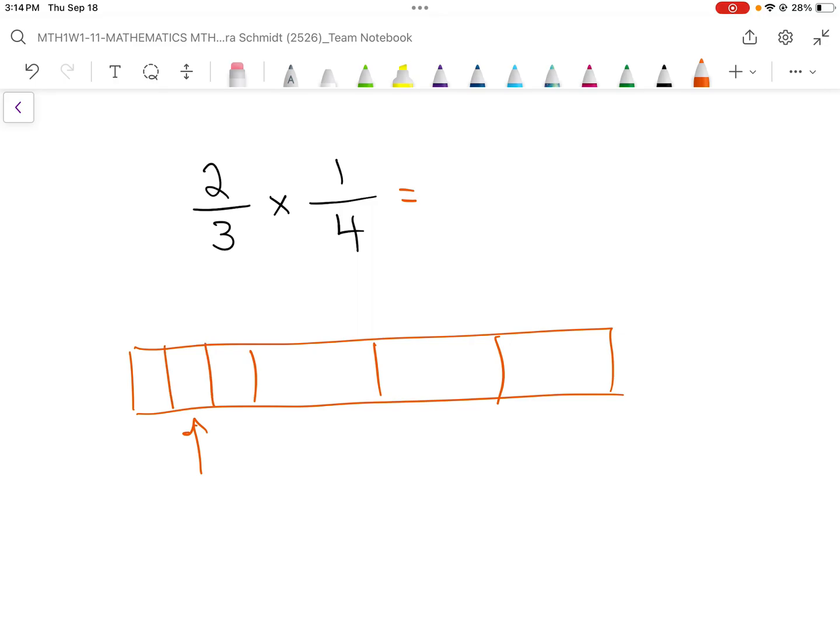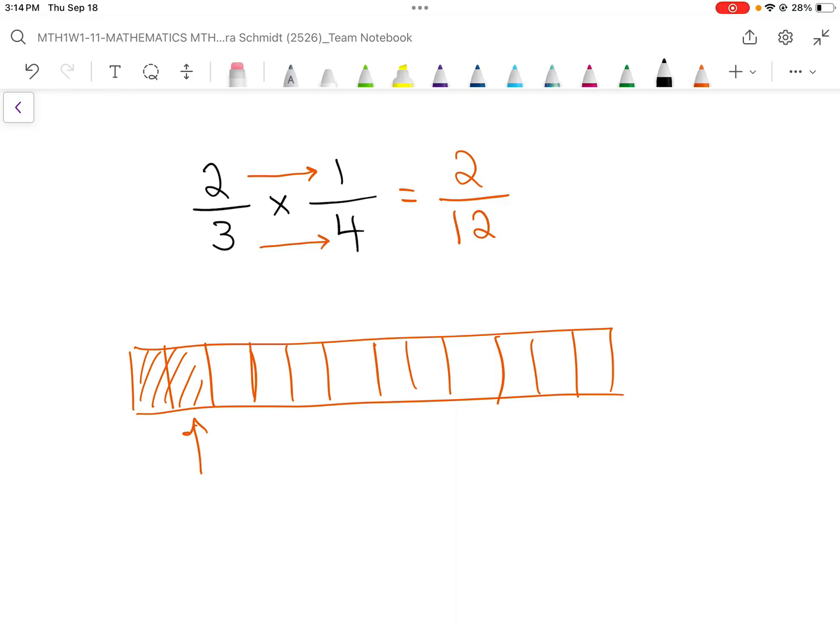So I have to split that chocolate bar into thirds, and I only get 2 of them. So I have to split every quarter into thirds. So now I can see that I'm going to get 2 out of 12 pieces of my chocolate bar, which we could get by multiplying. So 2 times 1 is 2. 3 times 4 is 12.